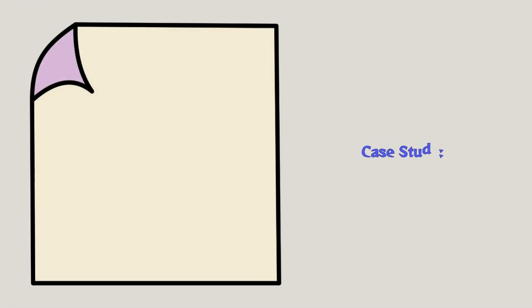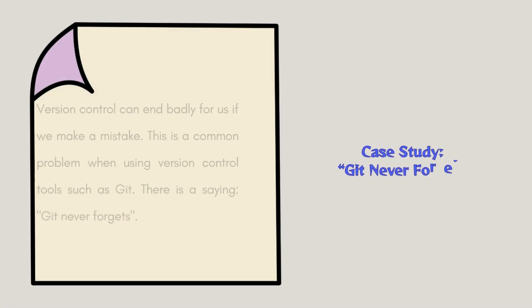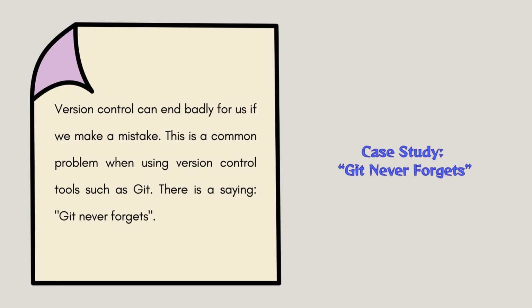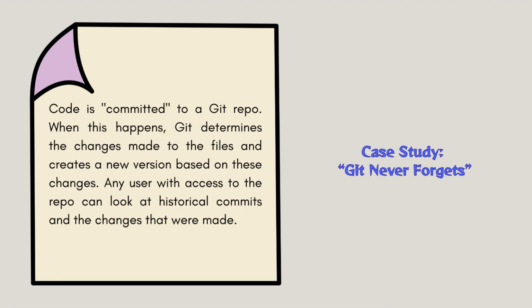Case study: Git never forgets. Version control can end badly for us if we make a mistake. This is a common problem when using version control tools such as Git. There is a saying, Git never forgets. Code is committed to a Git repo. When this happens, Git determines the changes made to the files and creates a new version based on these changes. Any user with access to the repo can look at historical commits and the changes that were made.